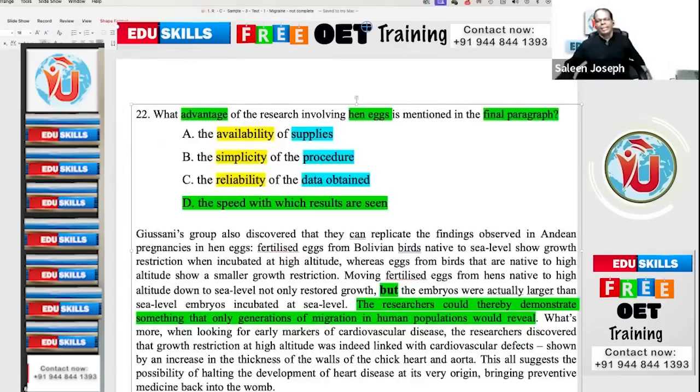Is that clear? And they don't speak anything about supplies, right? And simplicity of the procedure. They did not speak anything about the procedure. What was the procedure? How was it done? Reliability of the data obtained. They are not saying whether the data obtained is okay or not okay. They are saying this is faster. They got it very fast. That sentence clearly tells you the researchers could thereby demonstrate something that only generations of migration in human populations would reveal. Yes, Father. The speed with which results are seen. Beautiful. Okay, that is cool.